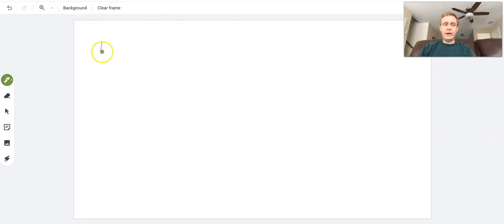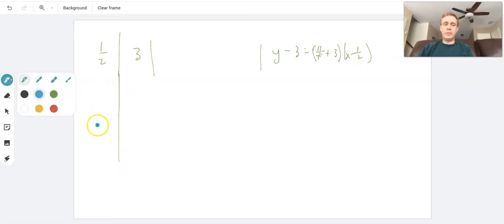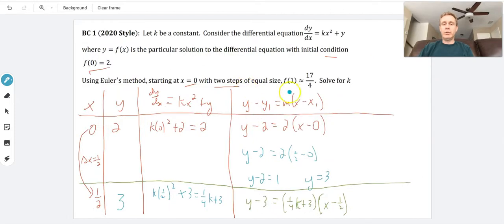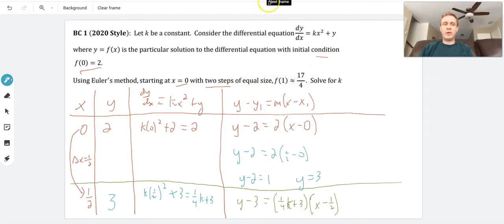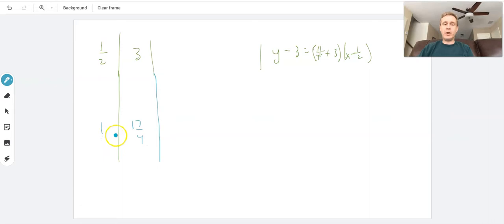So again, we had 1/2, we had 3, and I'm just going to copy down, we had y minus 3 equals 1/4 k plus 3 times x minus 1/2. And our next x value is going to be at 1. And we actually knew what the y value approximately was there. We were told that f of 1 is approximately equal to 17/4. So that's why I'm plugging that in right over here.